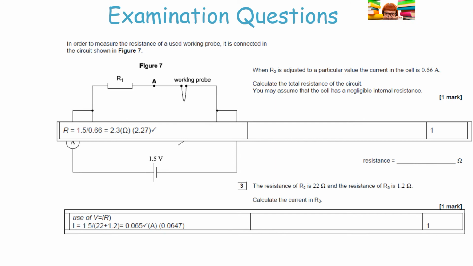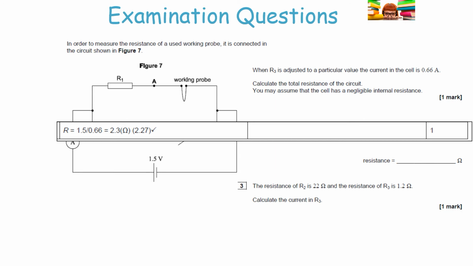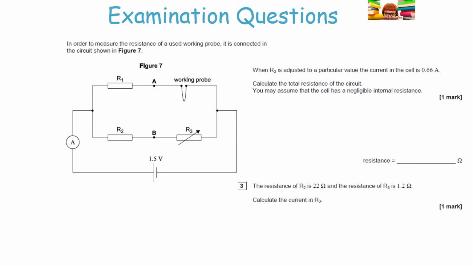Well, the resistance is going to be the two values added together because they're in a series configuration. R2 and R3 are in series. So the entire resistance of this bottom branch, this bottom path, is going to be 22 plus 1.2, so therefore you can work out the current.